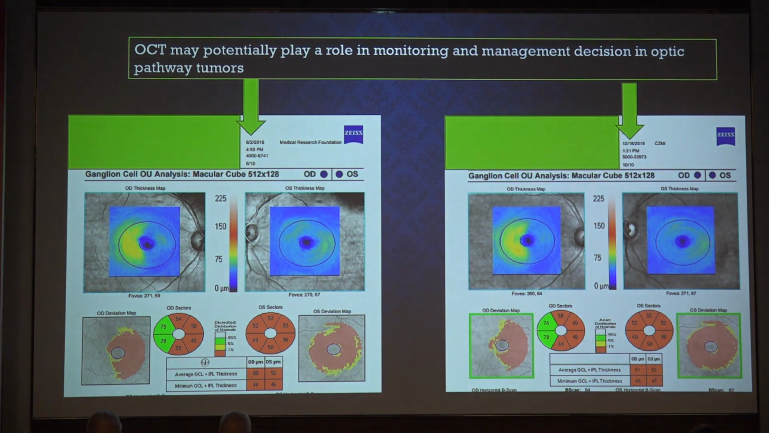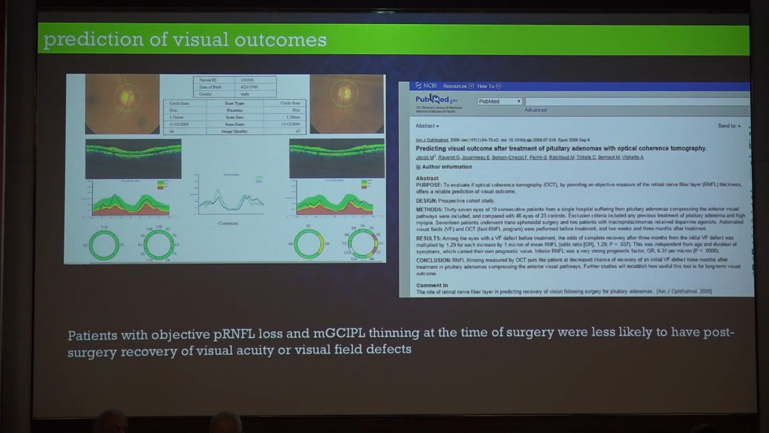Another thing that it can be used for is monitoring the patients. So you've done the surgery and you want to monitor. If this patient, I've done OCT in 2016 and in 2019, it's remaining the same. I know there's no chiasmal compression, at least that much I can tell. Another thing it can be used for is in predicting the visual outcome.